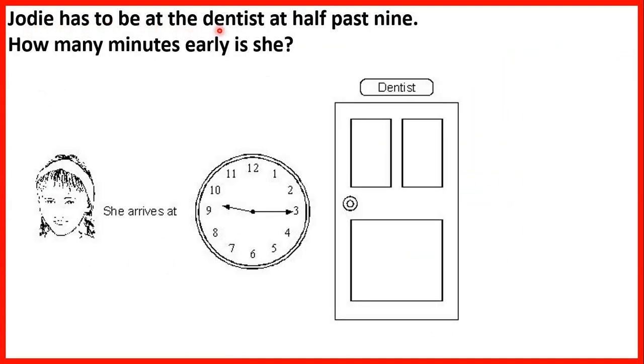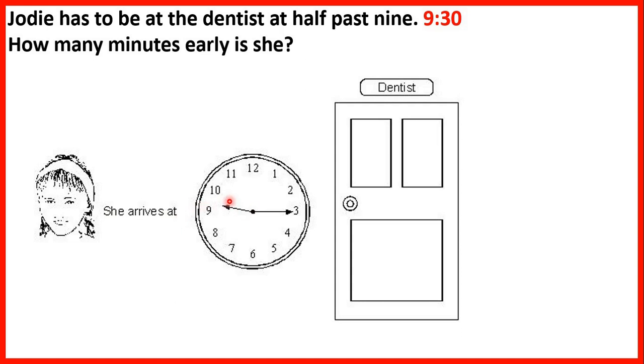Jodie has to be at the dentist at 9:30. How many minutes early is she? So half past 9 is the same as 9:30, because remember there are 60 minutes in an hour and half of 60 is 30. So that's the time that she has to be at the dentist, but this time here is the time that she arrives at.